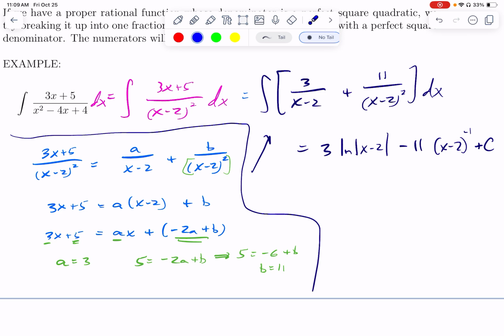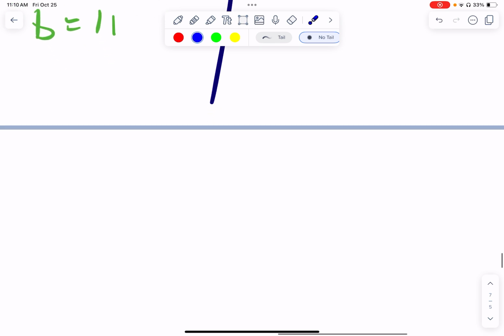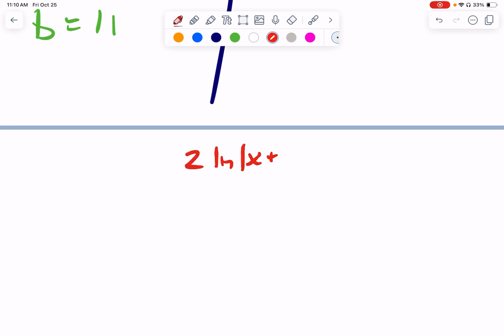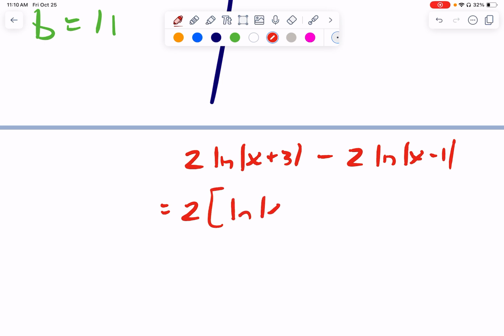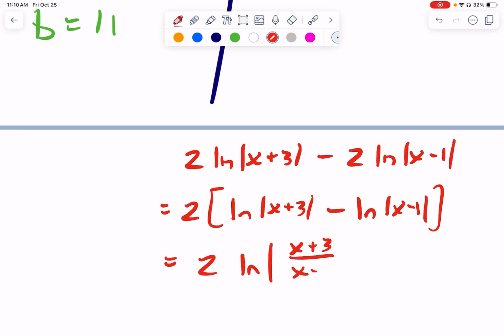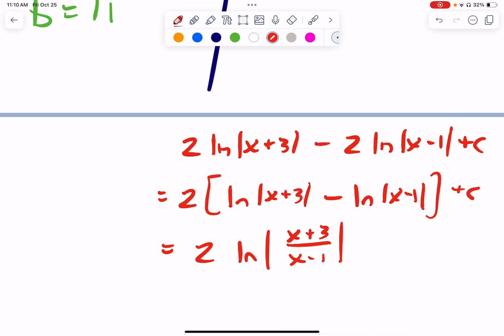Something I'm just going to remind you of, and I hinted at this already. When these show up on the AP, sometimes your answer won't be listed because maybe you got something like, oh, I got 2 natural log of x plus 3 minus 2 natural log of x minus 1. What you need to realize is you can use log rules to rewrite that. Hopefully you remember that subtracting logs with the same base is the same as the log of a quotient. Right, so maybe this is the answer that's listed. Plus c, plus c, plus c.